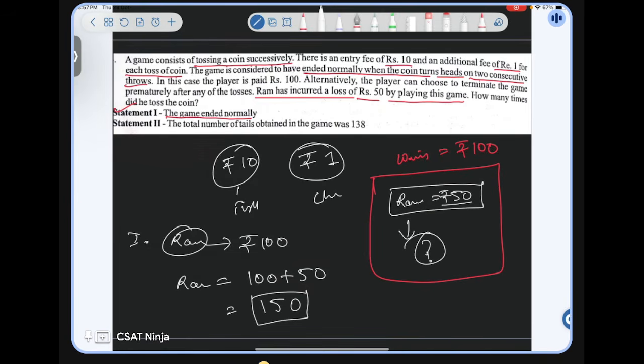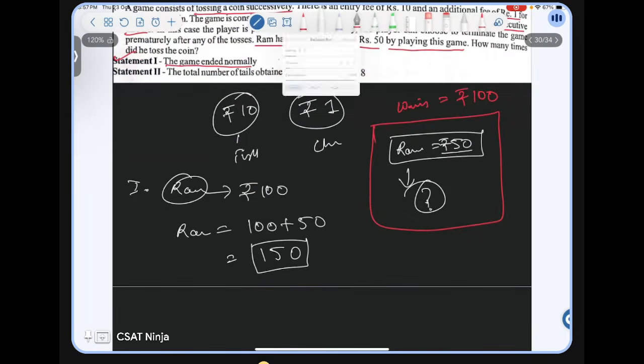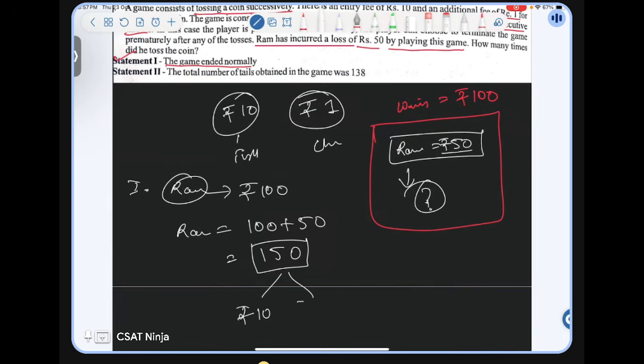So if Ram's spending was 150 rupees, can I break this spending into two parts? We know there are two things. One is the registration fee, which is 10 rupees, and the remaining we call the number of tosses. Per toss, every toss, there is a charge. So from this 150 that Ram has spent, 10 rupees was for registration. That means Ram played the game for 140 times. So by using statement number 1 alone, I'm able to answer. So 1 alone is sufficient to answer.